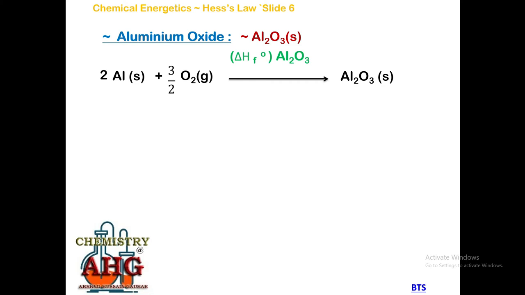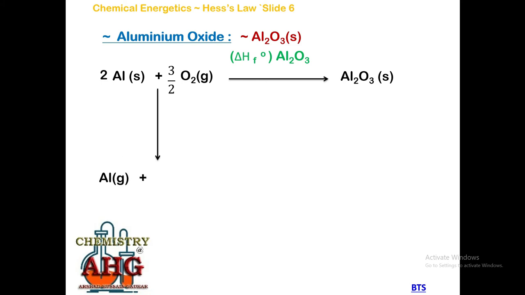Okay, the direct path has been completed. As I told you, in the indirect path, there are three steps: atomization, ionization, and formation of ionic lattice. Atomization is simple in this case, no problem. Simply atomize aluminum, symbol of aluminum, and the state symbol gas.